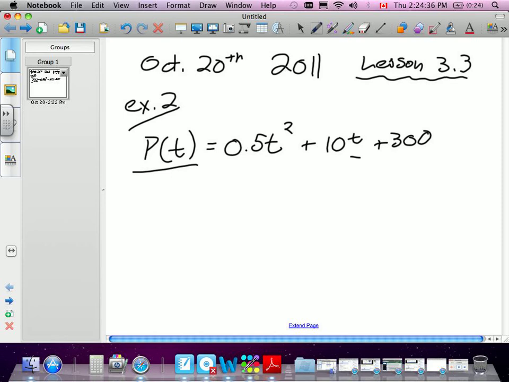So what that means is when t is 0, we're in the year 2000. So when t equals 0, that's the year 2000, okay? So the first question is, what was the population in the year 2000? In other words, that's when t is equal to 0.